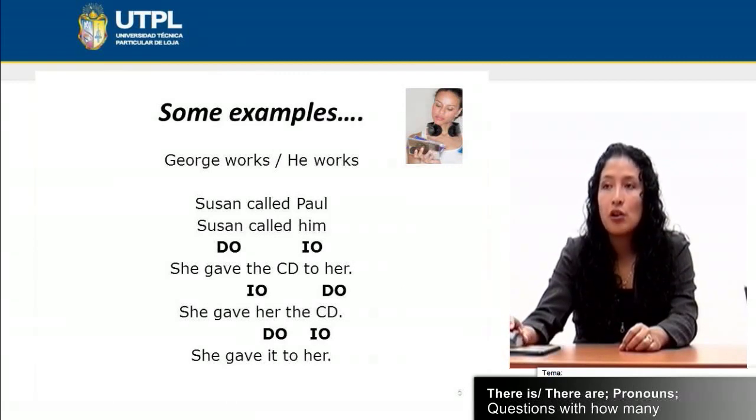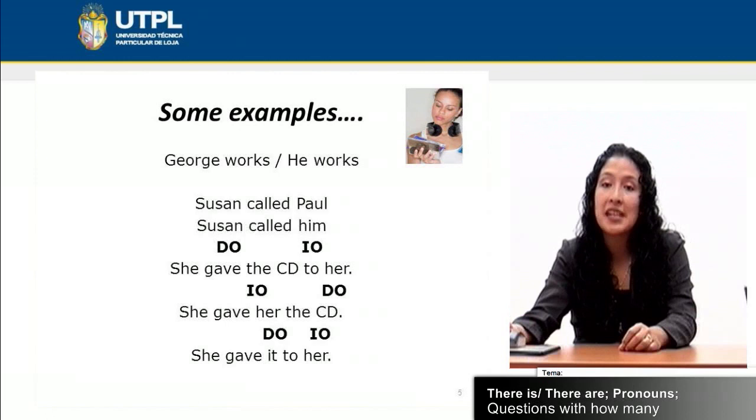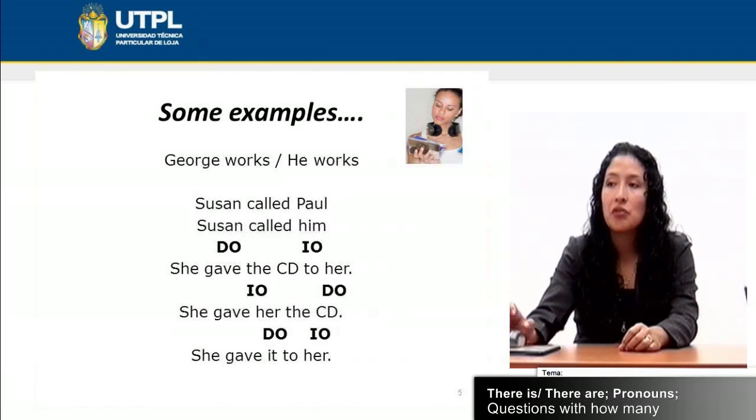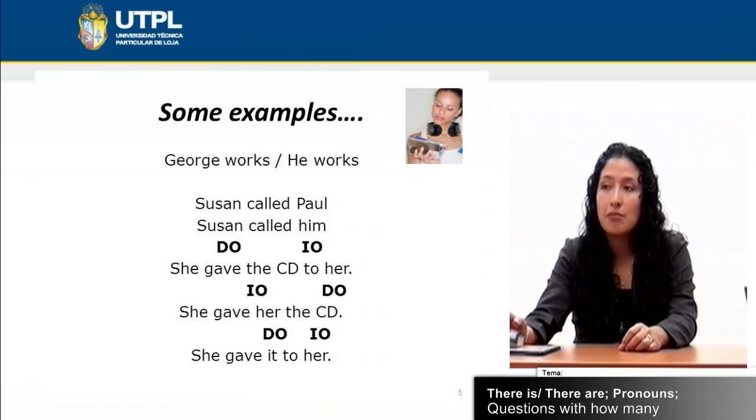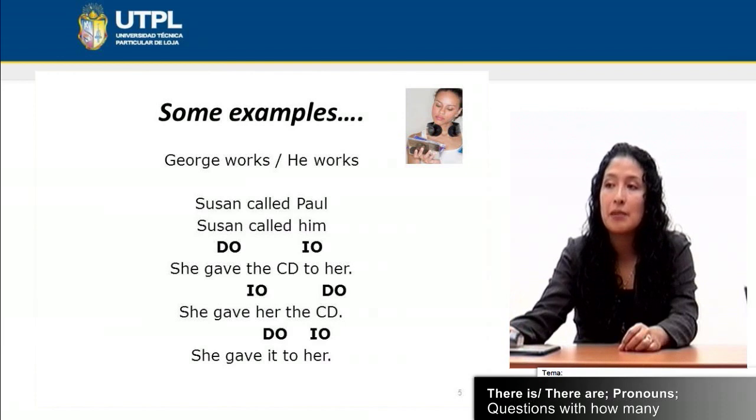In this case, the following words have the function of direct or indirect objects. For example, in the second example, Susan is the subject and him is the object. She gave the city to her. In this case, the direct object is the city, and to her is the indirect object, because this person, I don't know if it is her name, is the one that receives the action. So that's why we call them direct objects. Her, in this case, receives the city. And it means that this object was directly received by her.